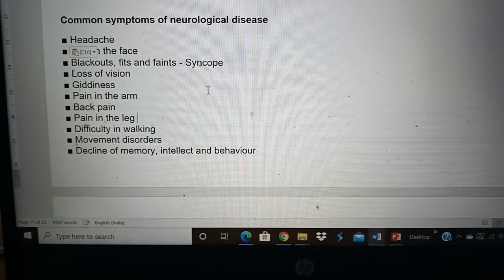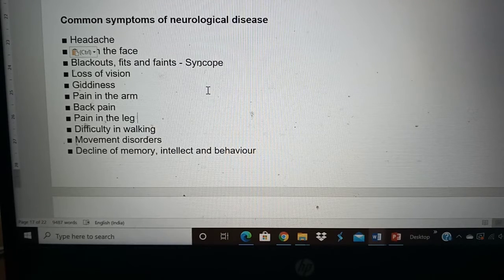Similarly, loss of vision can happen, giddiness can happen, then pain in the arm. You'll be studying something about sciatica, which is pain in the leg that is referred from the back. See, we have the central nervous system, which is the spinal cord, and the nerve roots come out from the spine and go to the various peripheries. So when there is compression in the spine, the places where the nerves leave the spine also have pain. That is why you have back pain, pain in the arm, pain in the leg.